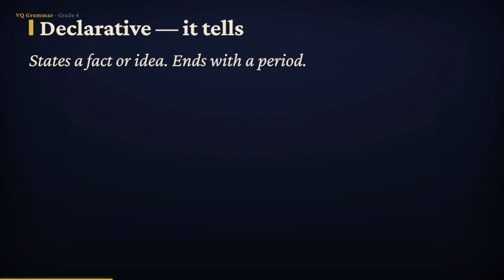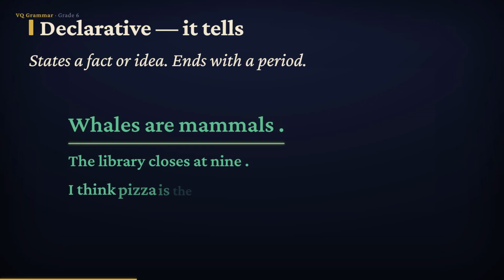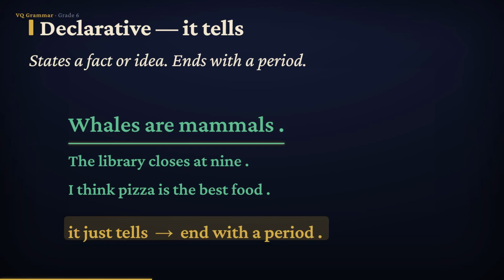Let's start with the declarative sentence, the one that tells. A declarative sentence simply states something, and it ends with a period. Look at this one. Whales are mammals. That's telling you a fact, isn't it? Here are two more. The library closes at 9. And I think pizza is the best food. Notice it doesn't matter whether it's a fact everyone agrees on or just your own opinion. As long as the sentence is telling you something and it ends with a period, it's declarative.